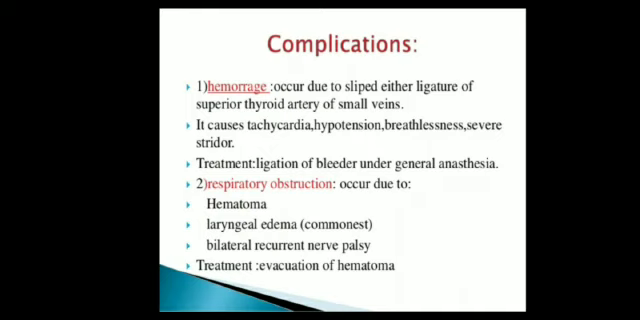Complications. Hemorrhage and respiratory obstruction. Hemorrhage may occur due to a slipped ligature of the superior thyroid artery or small veins. It causes tachycardia, hypotension, breathlessness, severe stridor. Treatment: ligation of the bleeder under general anesthesia. Respiratory obstruction occurs due to hematoma, laryngeal edema, bilateral recurrent nerve palsy, and treatment is evacuation of hematoma.